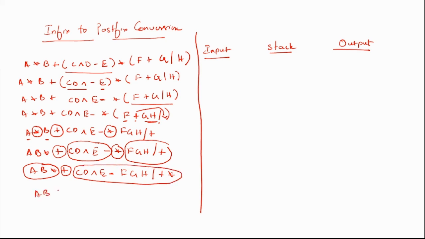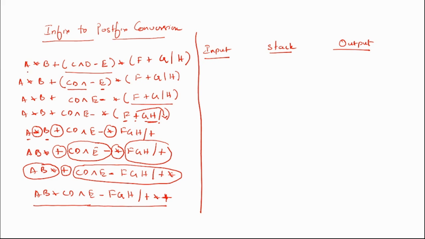Therefore I'll say here AB*CD^E-FGH/+*+. This is my final postfix expression using the direct method. Correct? So let us see whether we can get the same answer using a stack as well.